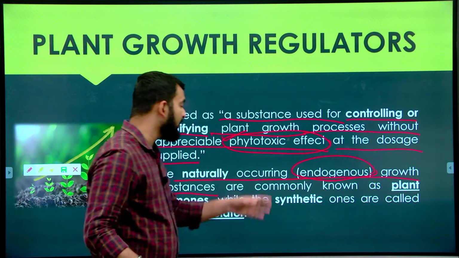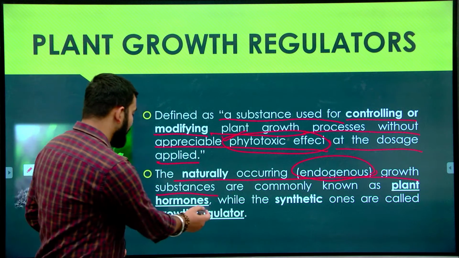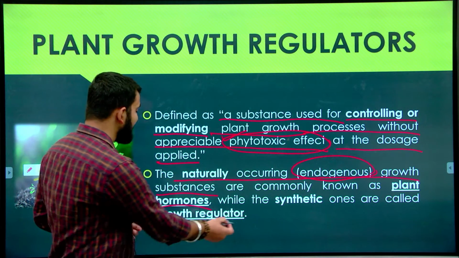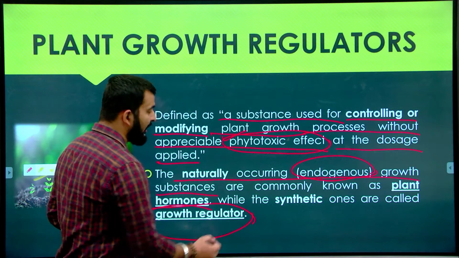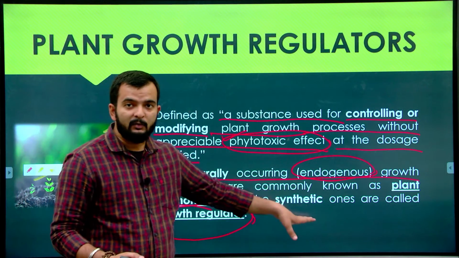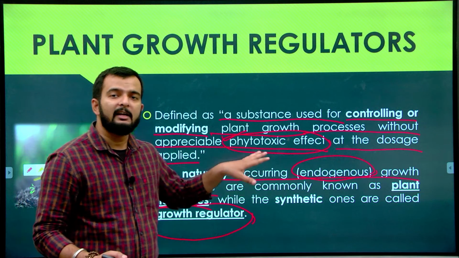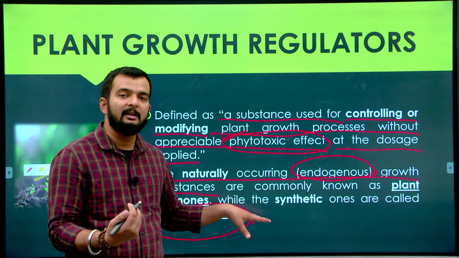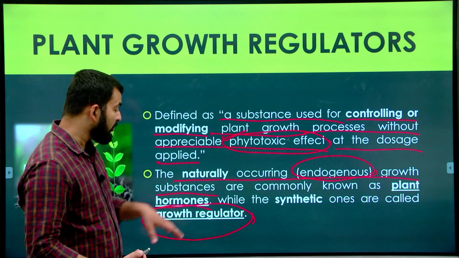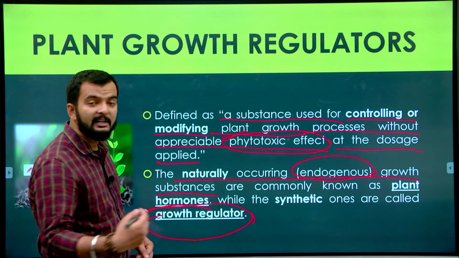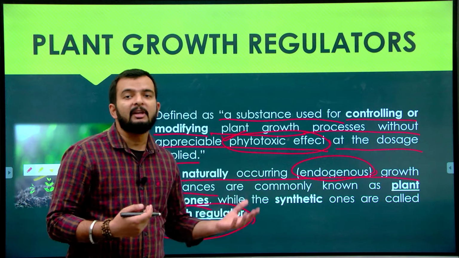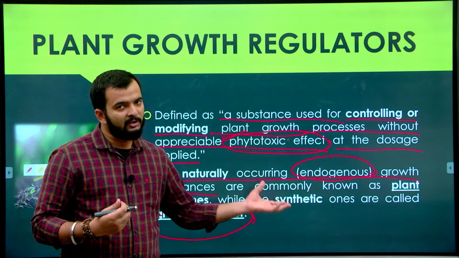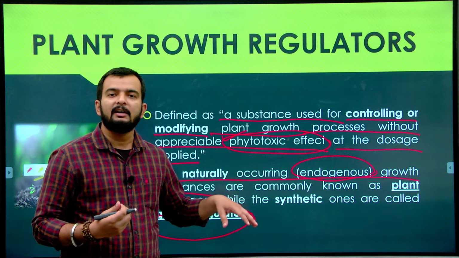So the naturally occurring growth substances, or the endogenous substances, are called your plant hormones, while the synthetically made ones are known as growth regulators. Okay. So the synthetic ones are your growth regulators, while your natural ones that are produced by the plant itself are called your plant hormones. Now these growth regulators which are synthetically made essentially mimic the action of your natural ones. Okay. The function of both of these is the same.